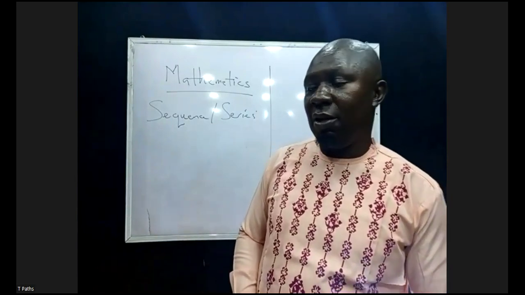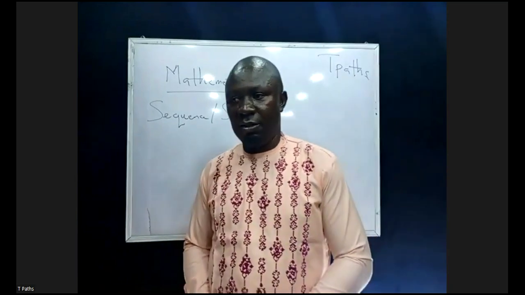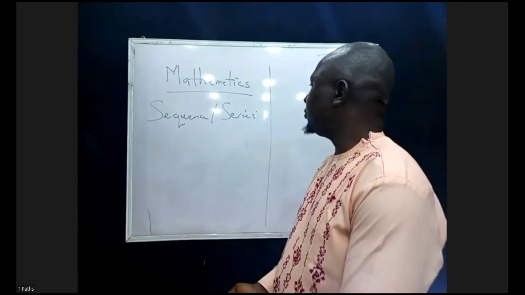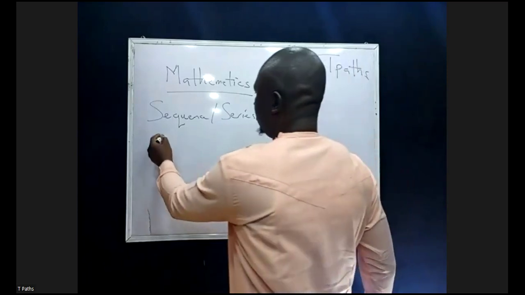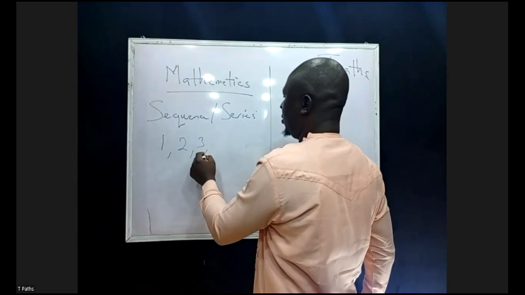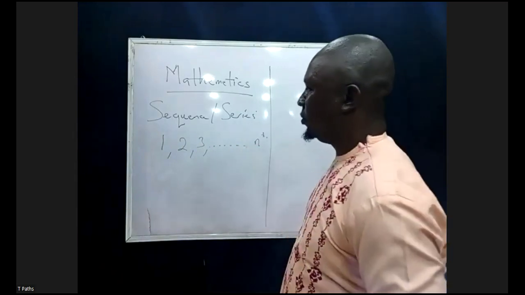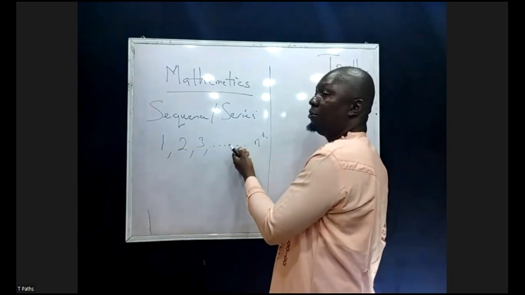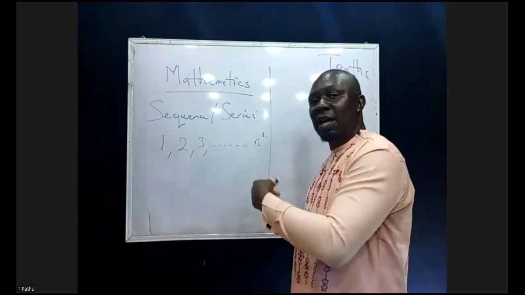Sorry about that. Today, in our classes, we are talking about sequence and series. When you have a number sequence like 1, 2, 3, probably to 10 terms, and you continue like this, you're going to have 4, 5, 6, maybe to 10.